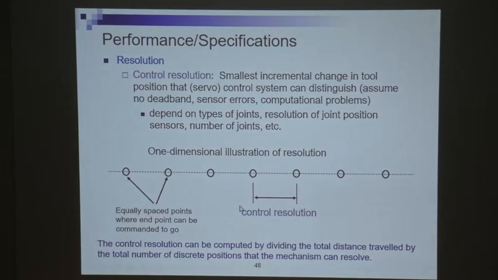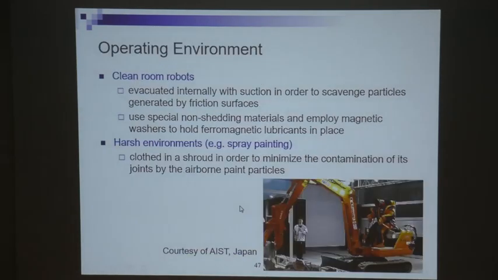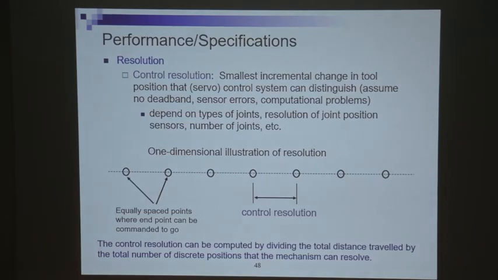So for example, you may have all this. After you have designed the robot, of course, you have to specify the performance of the robot. When you specify the performance of the robot, the first thing you are actually looking at is called the resolution. So what is the resolution of your robot? And when you talk about resolution, you have something called a control resolution.